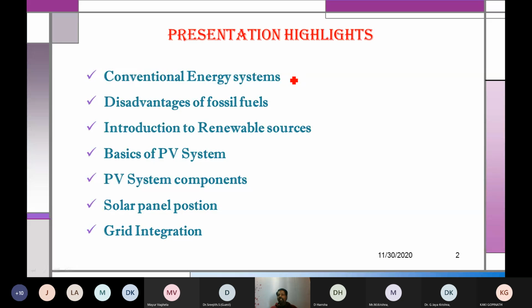And finally we'll see integration. What are the things we need to consider when integrating the solar panel to the grid. So this comprises the basics of solar PV cells and its integration.